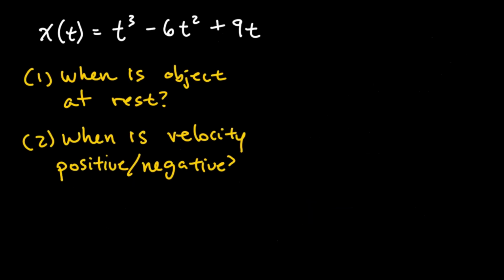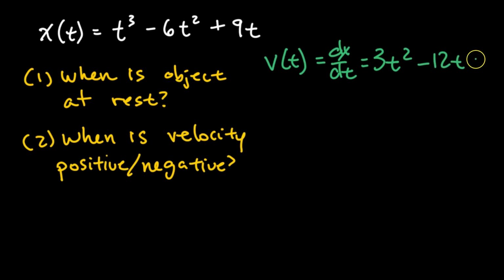Next, we're going to look at a cubic function. x is equal to t cubed minus 6t squared plus 9t. First, we want to find out when is the object at rest. So we're going to find the derivative of the position equation, which will give us the velocity equation. So the derivative of the position equation is 3t squared minus 12t plus 9.